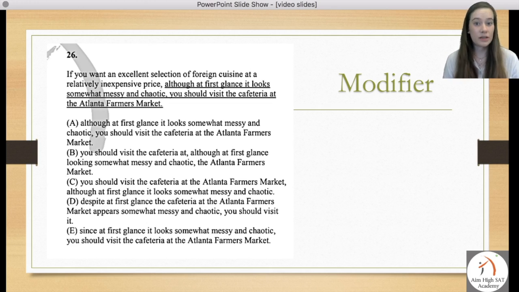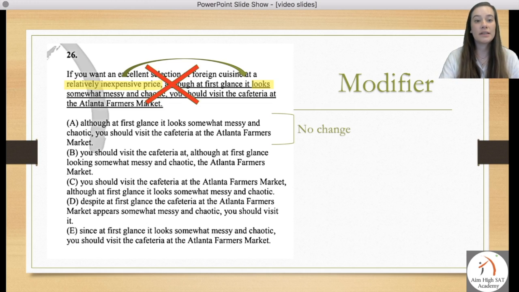Now the word that should stand out to you the most here is the word looks, and that's what indicates that it is a modifier question. And since the word it directly precedes looks, we need to see what it is referring to. In this case, it is referring to the relatively inexpensive price of the foreign cuisine. Now, the way the sentence is written right now, it implies that the relatively inexpensive price is somewhat messy and chaotic. And that's not possible because we know that a price can't be messy or chaotic. So, the answer A, the no change answer, can be eliminated because the sentence as is isn't correct.